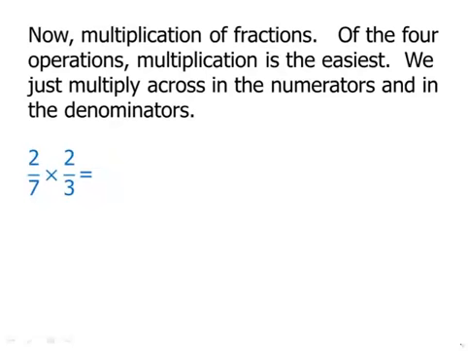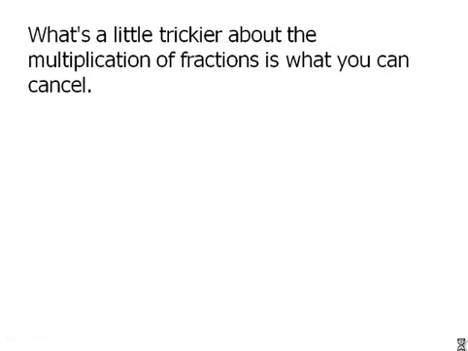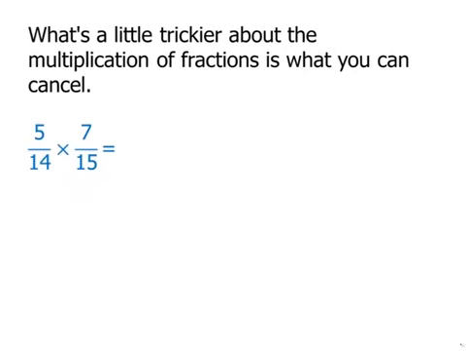Now, multiplication of fractions. Of the four operations, multiplication is the easiest. It is by far the easiest. We just multiply across in the numerator and the denominator. Piece of cake. 2/7 times 2/3, that's just 2 times 2 in the numerator, 7 times 3 in the denominator, 4/21. Very easy. What's a little trickier about multiplication of fractions is what you can cancel.